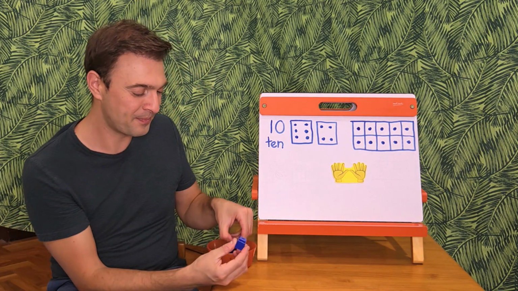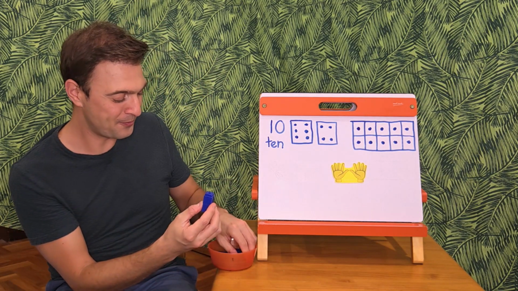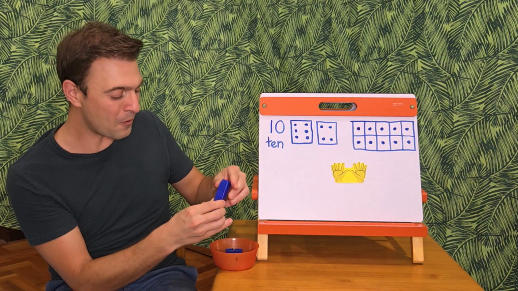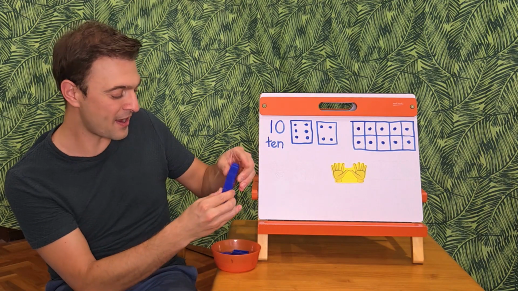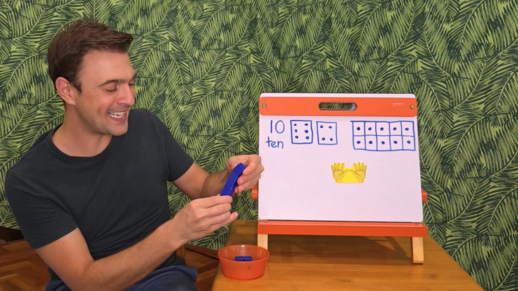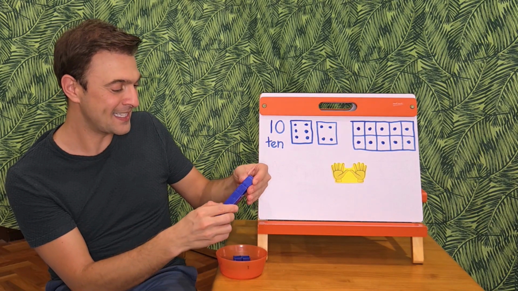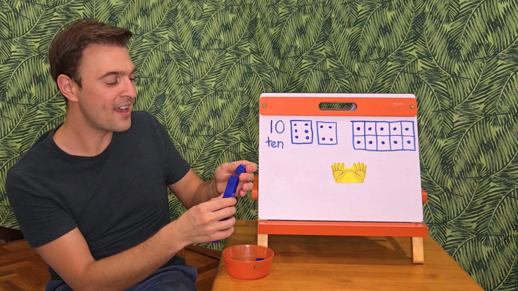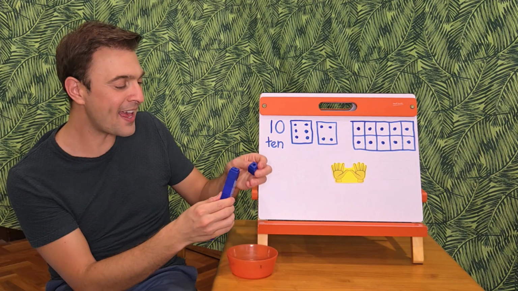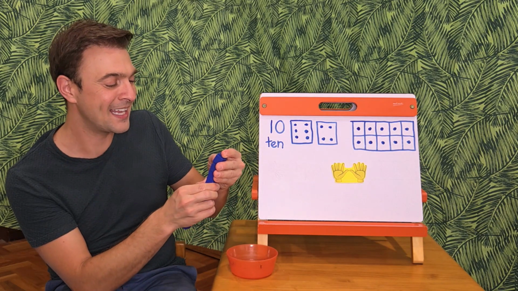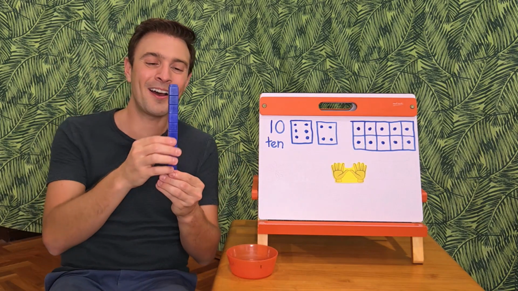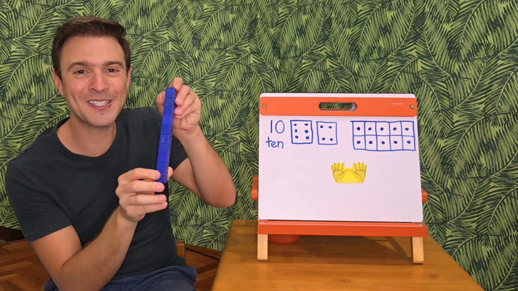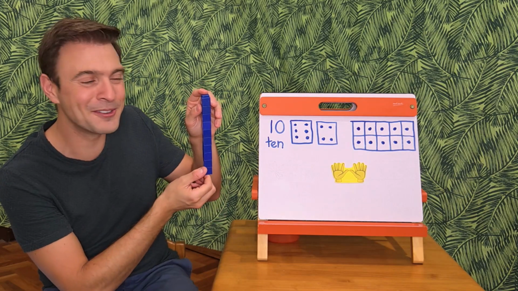1, 2, 3, 4, 5, 6, 7, 8, 9, and 10. There we go. A nice long block tower made of 10 blocks. I'll place this on my board too.